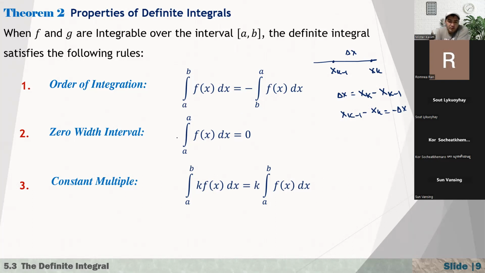And zero width interval. How about if you integrate the function over a single point, from a to a? A single point, right? That's equal to 0. Why? Because its width is 0.